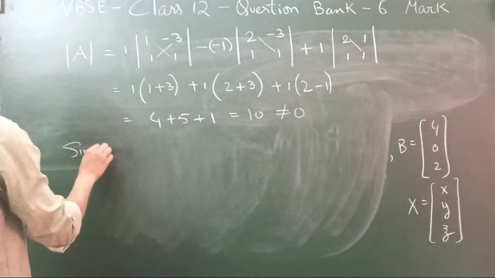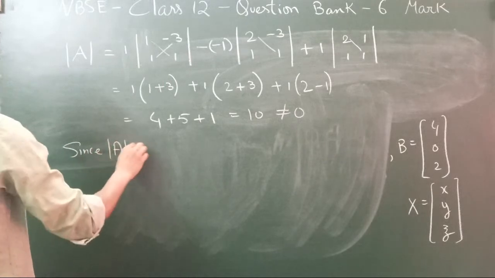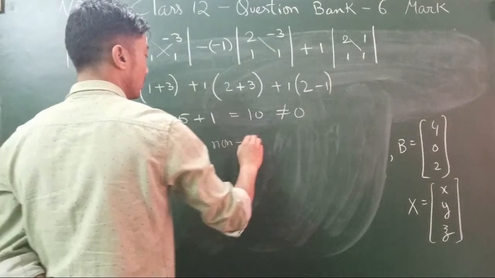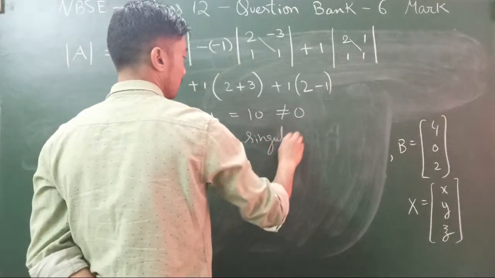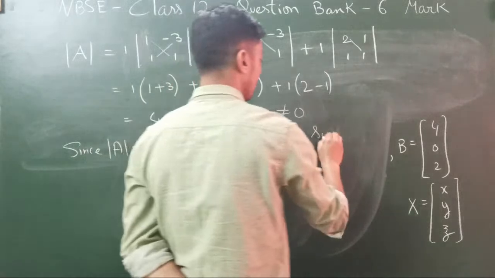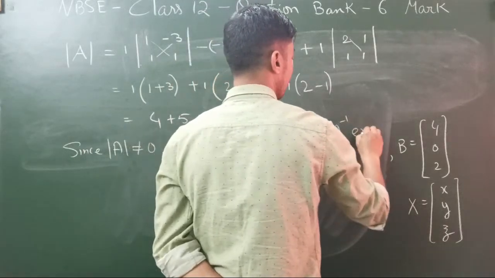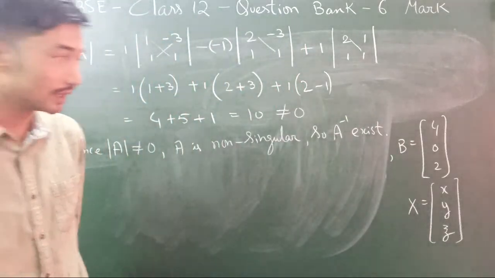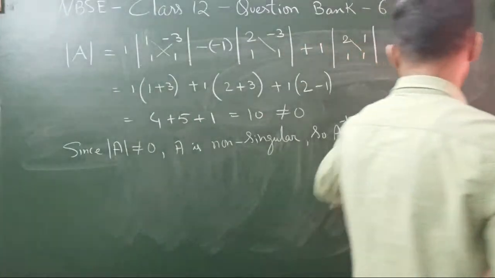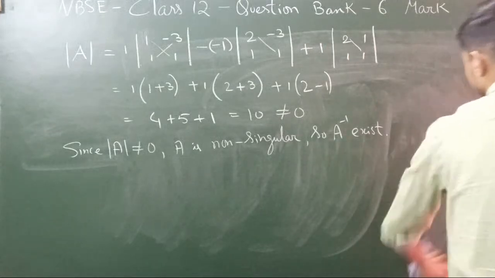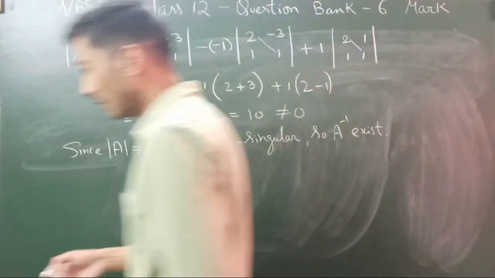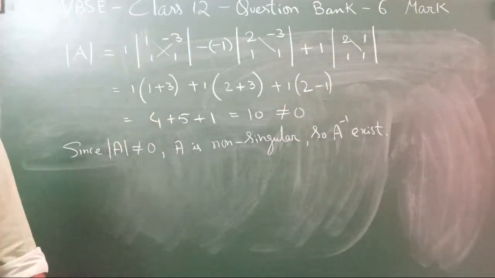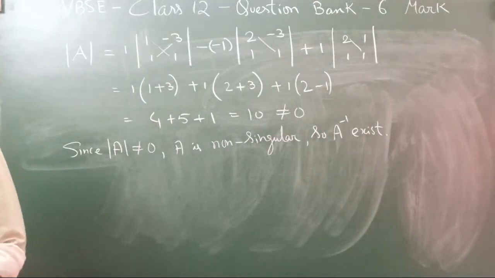So as we all know, since determinant of A is not equal to 0, A is non-singular. So A inverse will exist. Because if A inverse doesn't exist, what's the point of solving it again, isn't it? So now time to find out the adjoint of this given matrix.